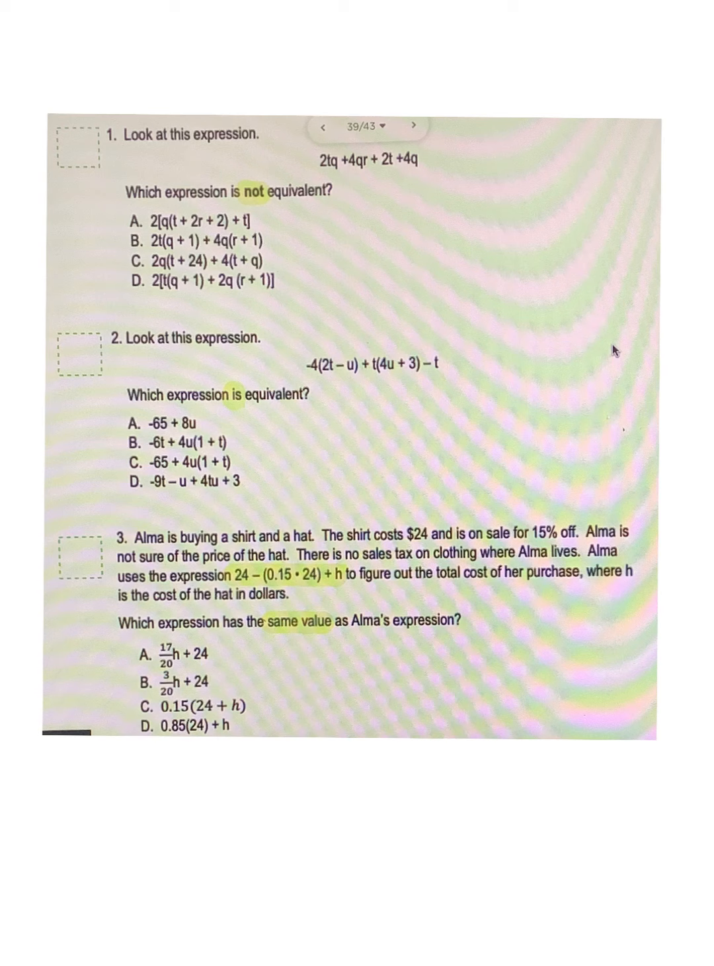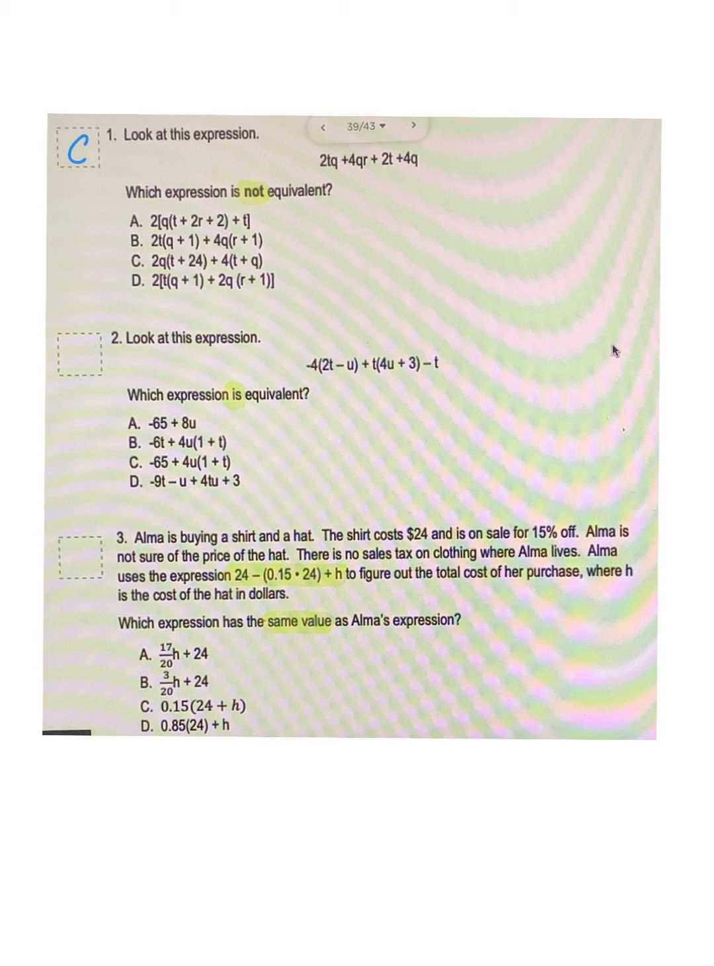For number 1, it wants to know which expression is not equivalent. So if we look at the terms that we're trying to match, 2tq plus 4qr plus 2t plus 4q, keep those numbers in mind. As I was looking through all of the choices, I noticed in choice C, there's 24 in there. There's no way you can multiply 24, which is positive, by 2q and get something in the original. That's going to be 48q, and that is not part of the original problem. So I already know it's going to be C.